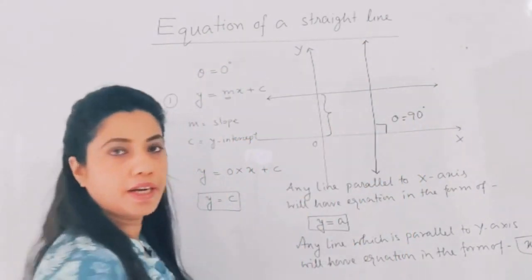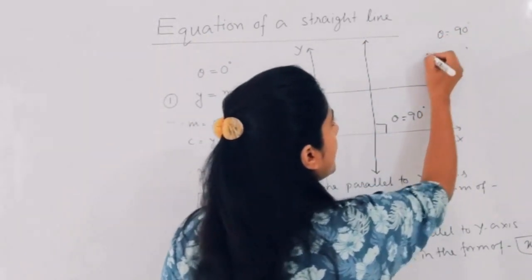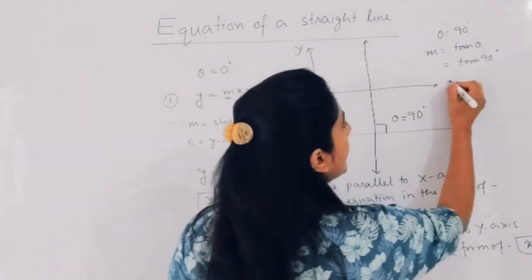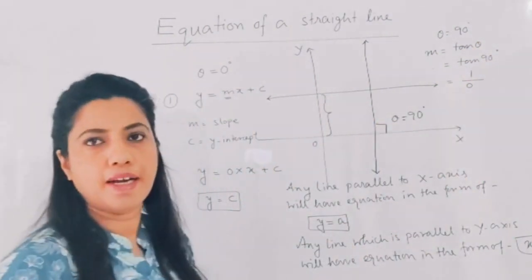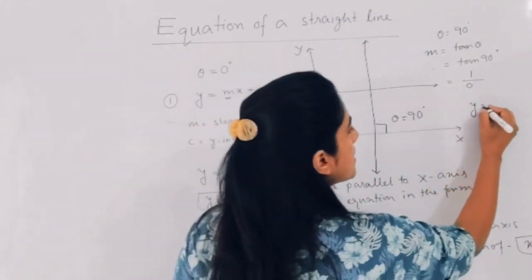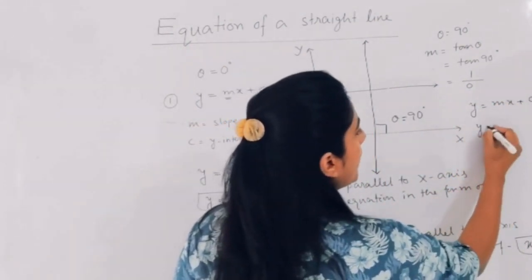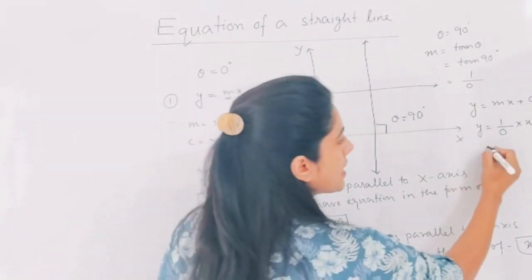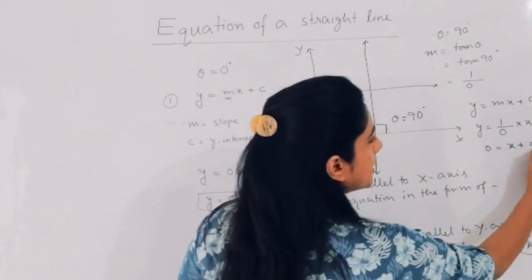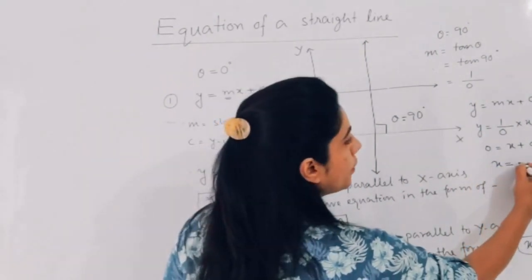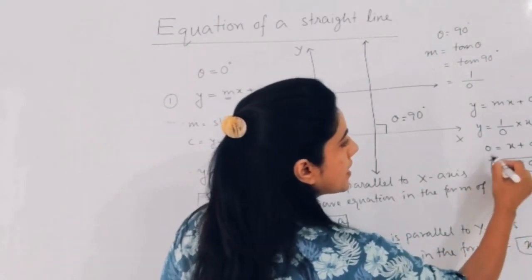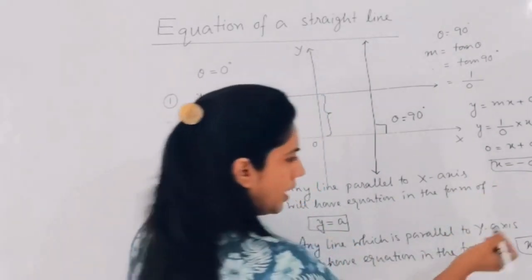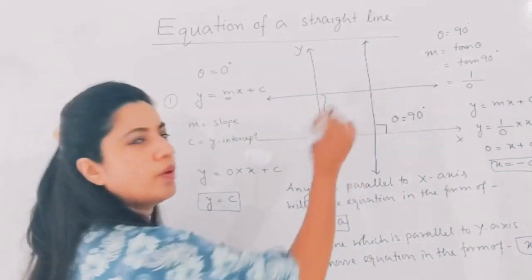What happens? See, theta is 90 degree. Now theta is 90 degree means m is equal to tan theta. Tan theta is tan 90 and tan 90 is 1 upon 0. It is undefined actually, it is 1 upon 0. So now if you put y is equal to mx plus c, here m is your 1 upon 0 into x plus c. 0 comes this side, 0 is equal to x plus c, or you can write x is equal to minus c. In this case it is coming minus c. Or you can write x is equal to a, b, c, whatever is the value, according to that it will come.